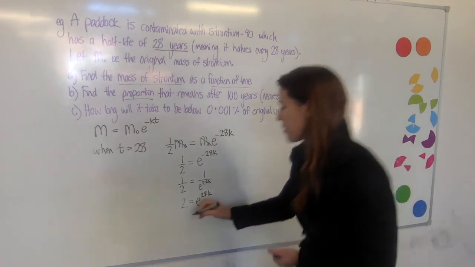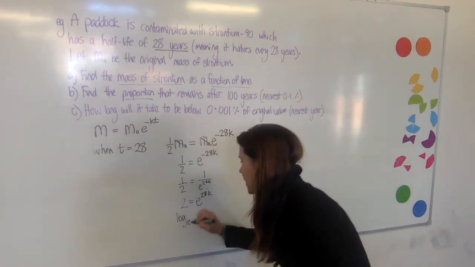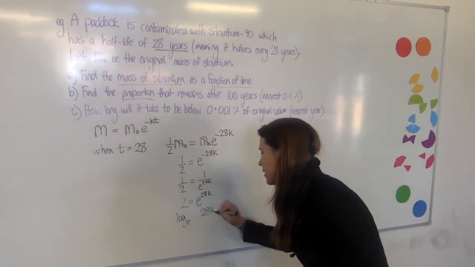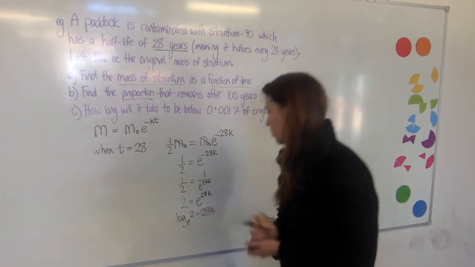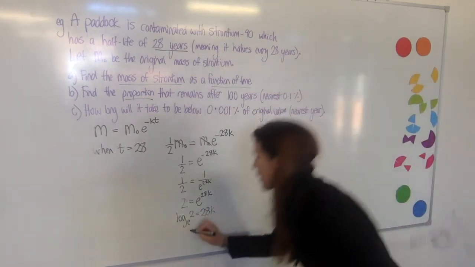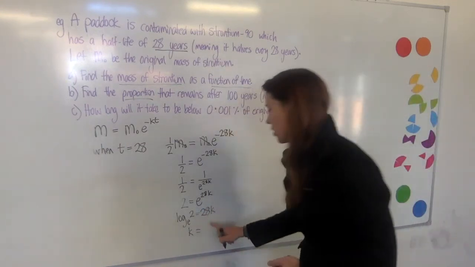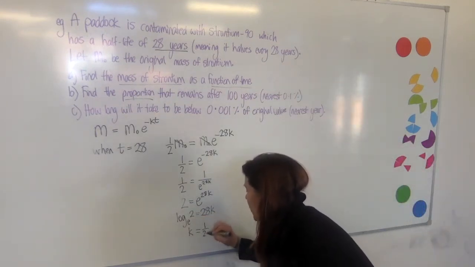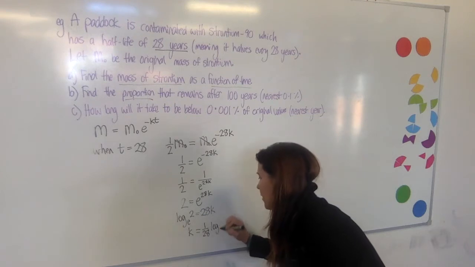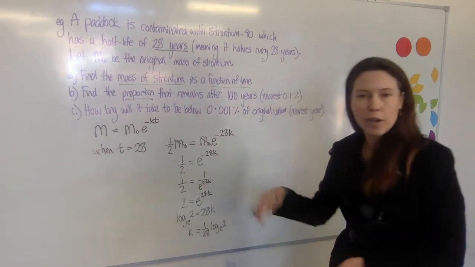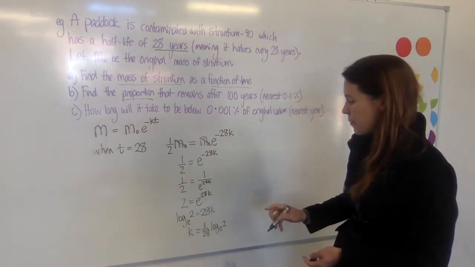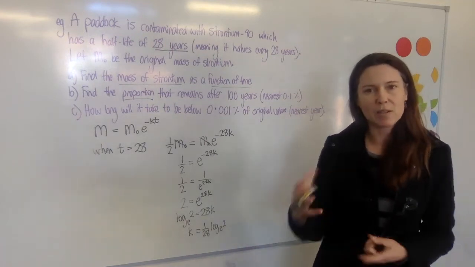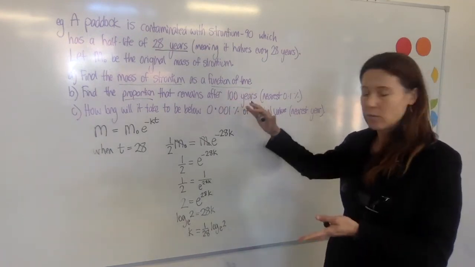All right, now I can rewrite it as a log and say e to the power of 28k is equal to 2. So then to find what k is, I need to just divide both sides by 28. So I can write it as 1/28th, or I can write it as the natural log of 2 over 28, either way. Now at this point I put that into my calculator so that I can use it later on.